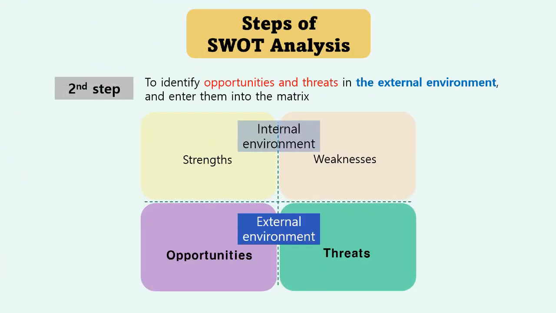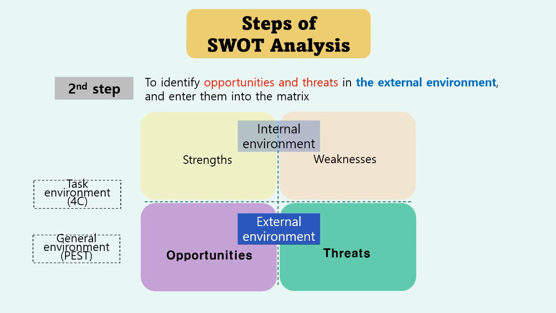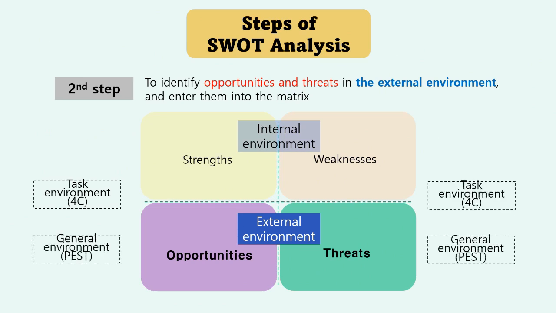The second step is to identify opportunities and threats in the external environment and enter them into the matrix. The external environment consists of the task environment and the general environment. For task environment analysis, use the 4C analysis to identify opportunities and threats. 4C analysis refers to analyzing our company, customers, competitors, and distribution channels, but as the analysis of our company itself has already been covered in the internal environment analysis, here we only need to analyze customers, competitors, and distribution channels.